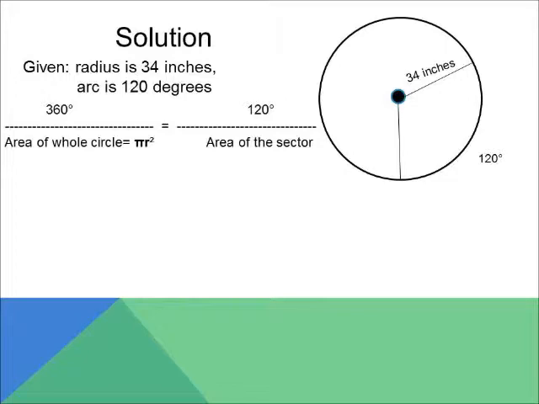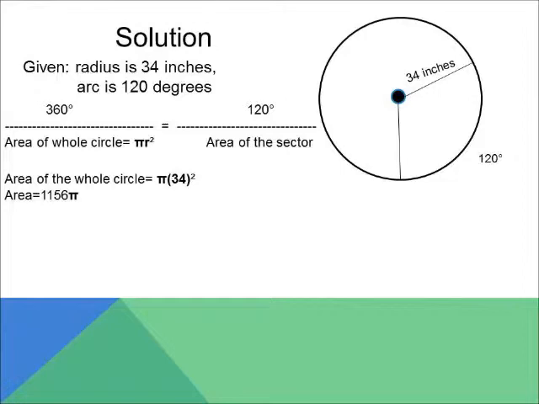After setting up the proportion, we need to fill in what the area of the whole circle is. From then, we apply the formula pi r squared, and we're going to fill in the blank for the radius, which is 34, making it pi times 34 squared. And then we solve 34 squared, and we find that the area of the whole circle is 1,156 pi.